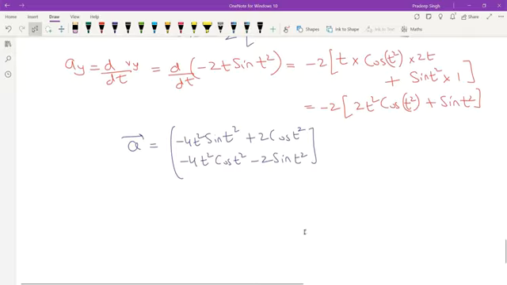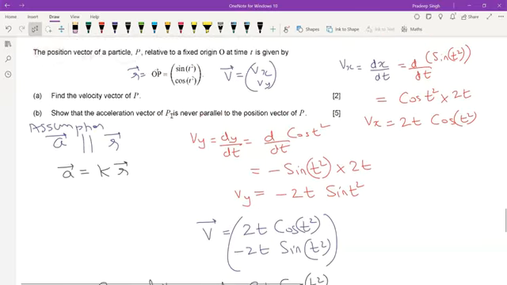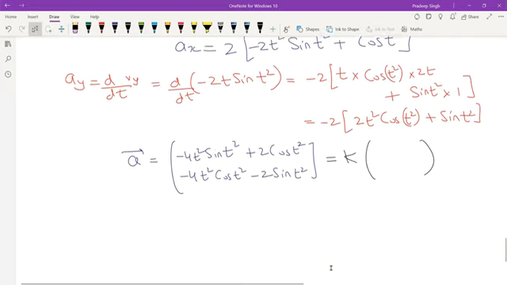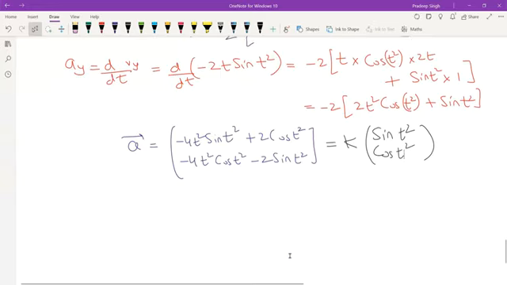Acceleration, which we found out, this entire thing will be equal to k times the position vector. And position vector is given in the question as sine t square and cos t square. So let's write that down. Sine t square and cos t square. So this is the assumption which we have done, that the acceleration is parallel to position vector, which eventually we have to reject or discard. If you solve this, technically we should be able to get something illogical. And let's see, can we do that or not?